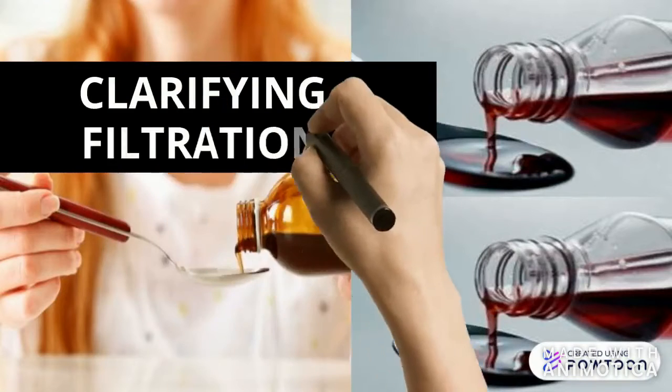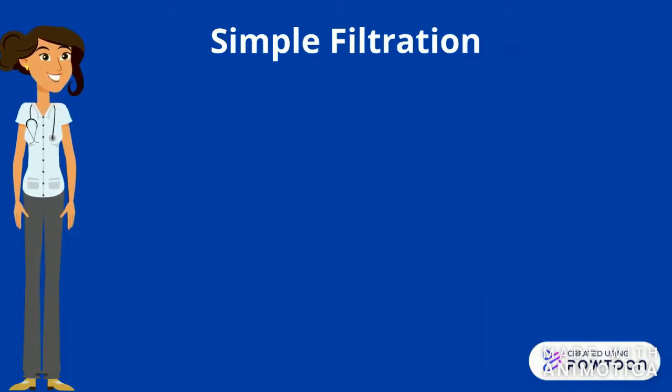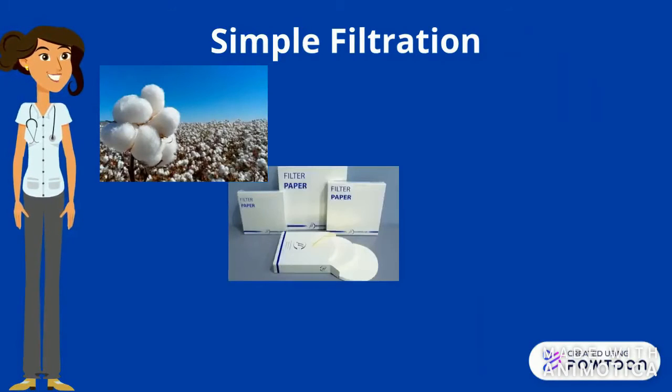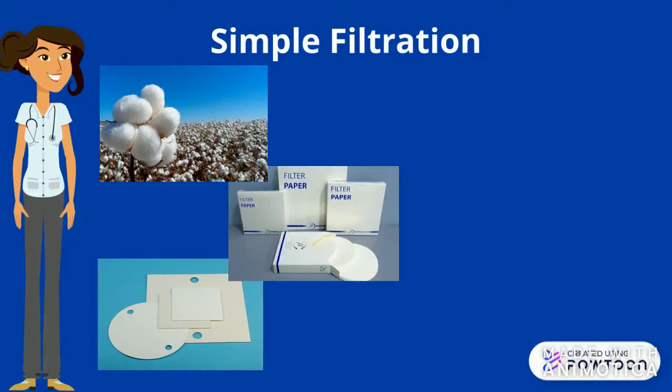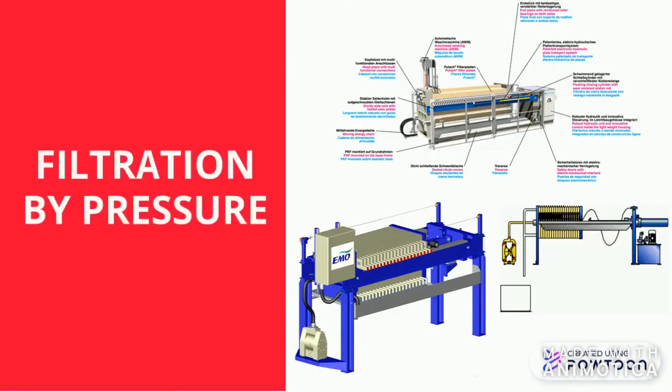Clarifying filtrations. Syrups should have a clear appearance. When they look murky, they must be clarified after preparation. Clarification of the syrup can be achieved by simple filtration through cotton, filter paper, or filter plates. Depending on the viscosity of the syrups, filtration can be carried out by gravity, under vacuum, or pressure. On the right, a flat cloth filter with lighter paper filters is ready to clarify the syrup as it comes off the evaporator. The clarification can also be given by pressure filtration.